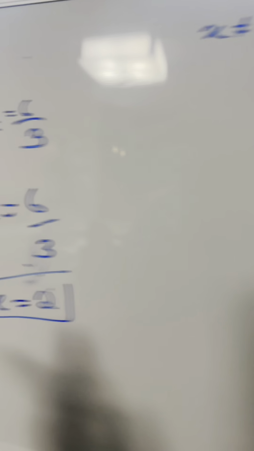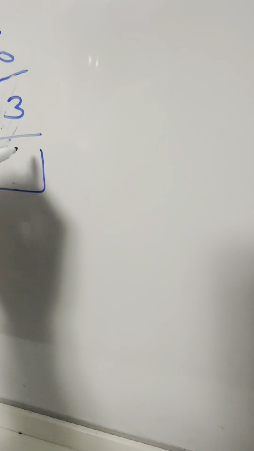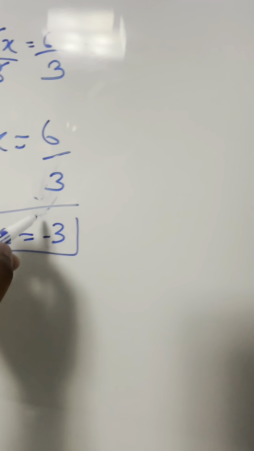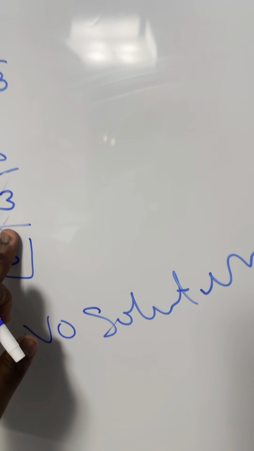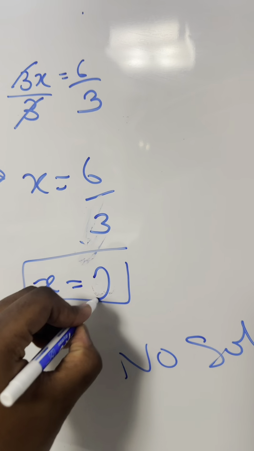For example, this is just an example. Let's say my final answer was actually -3. If this was -3 and it matched this, you would write no solution. But that's not true because the final answer is 2. So yeah.